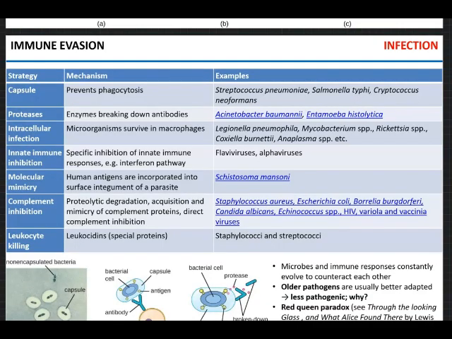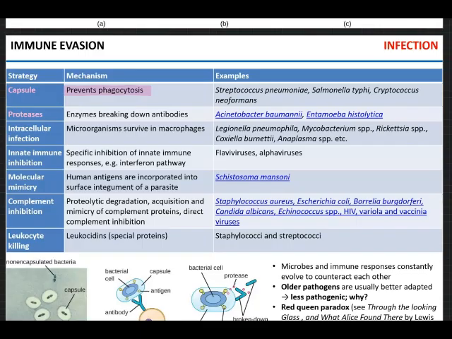Not surprisingly, microorganisms have to evade the immunity. So, as always, do you need to memorize examples? No. But you must match the mechanism and its general description. So, we're going to start with what you already know, the capsule. The capsule, as you know, prevents phagocytosis of the encapsulated cell, right? Macrophages cannot eat it.